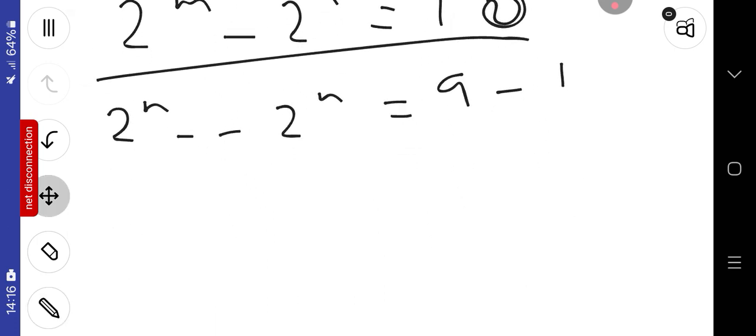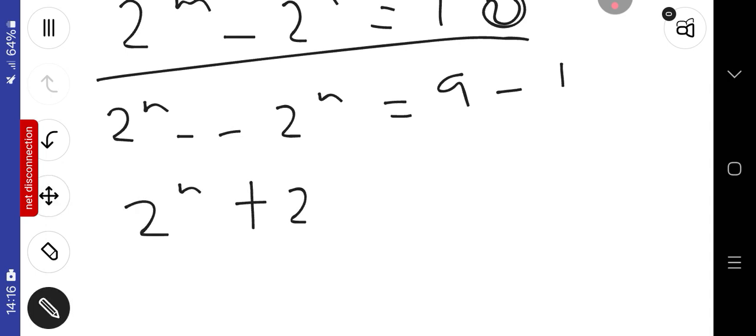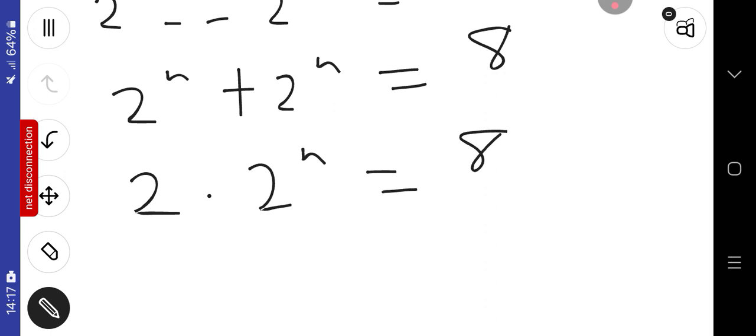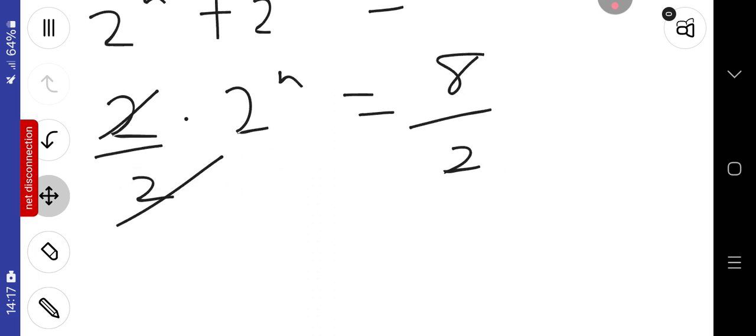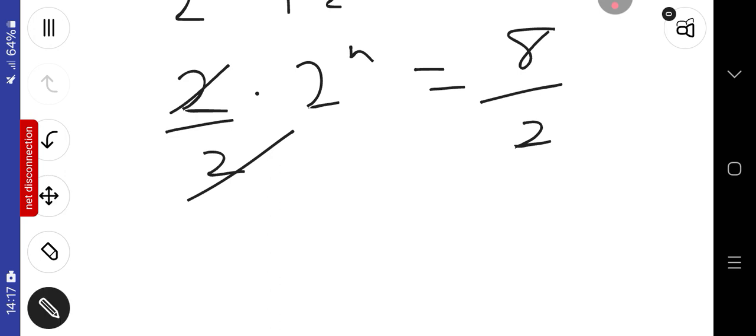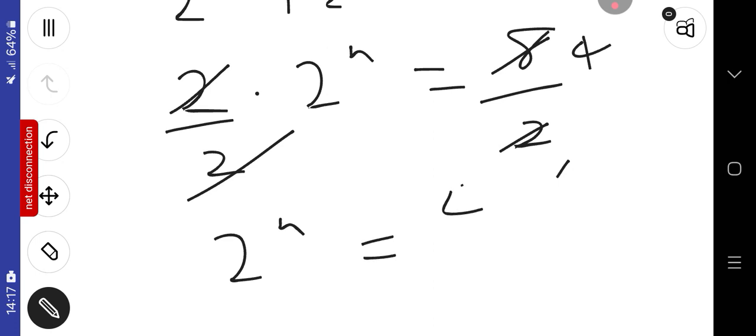So 2 exponent n plus 2 exponent n is equal to 9 minus 1, which is 8. So you're going to have 2 times 2 exponent n is equal to 8, because we're having 2 exponent n two times. So you divide both sides by 2. These two cancel, and 8 divided by 2 is 4. So you're going to have 2 exponent n is equal to 4.